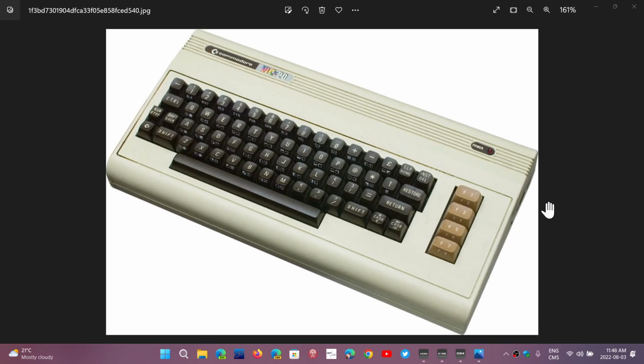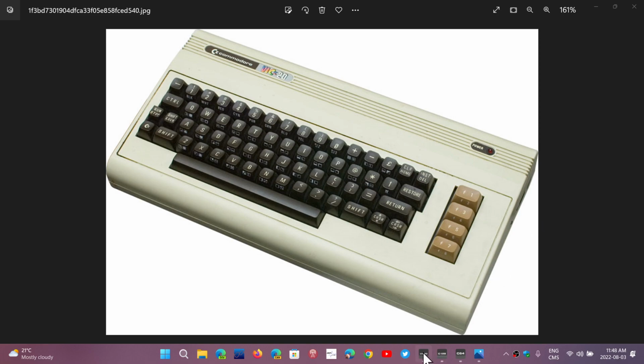One day, my father came home with this Commodore VIC-20. I guess we were around 1981-ish, '82. And I was totally amazed at this little machine.